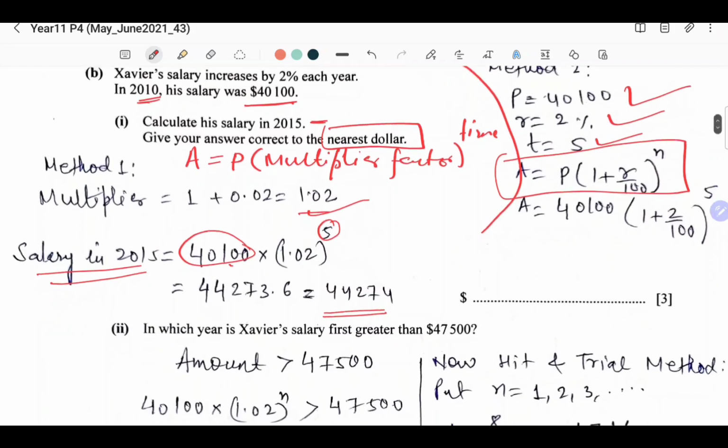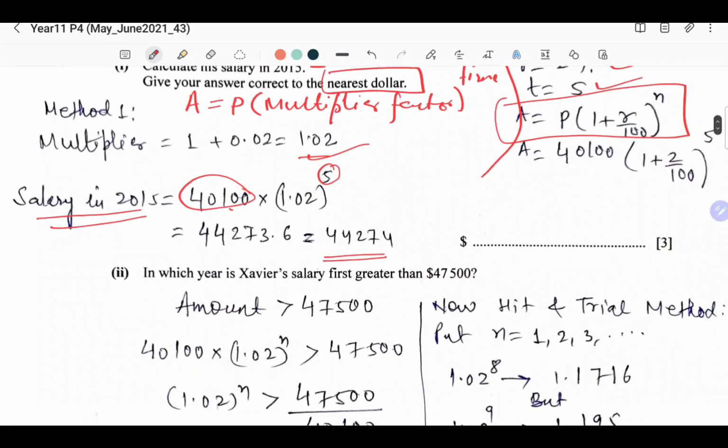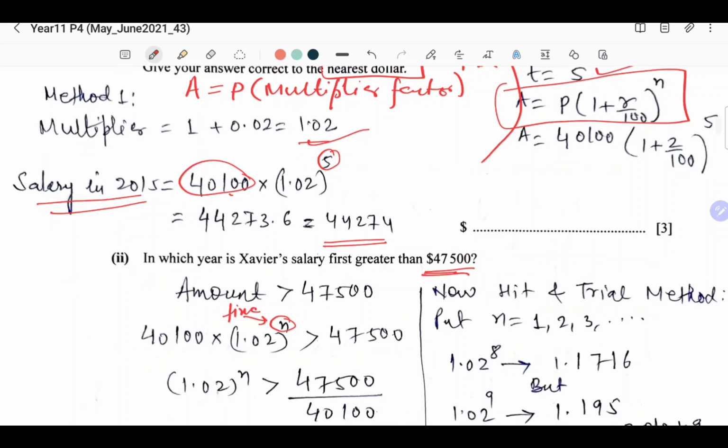Okay, B part is a very interesting question. In which year is Xavier's salary first greater than 47,500? So amount must be greater than 47,500. And here we know the amount formula. That is P is 40,100, then 1.02 to the power n, because we don't know, so we have assumed that time gap is n. So this is actually time. This is greater than 47,500.